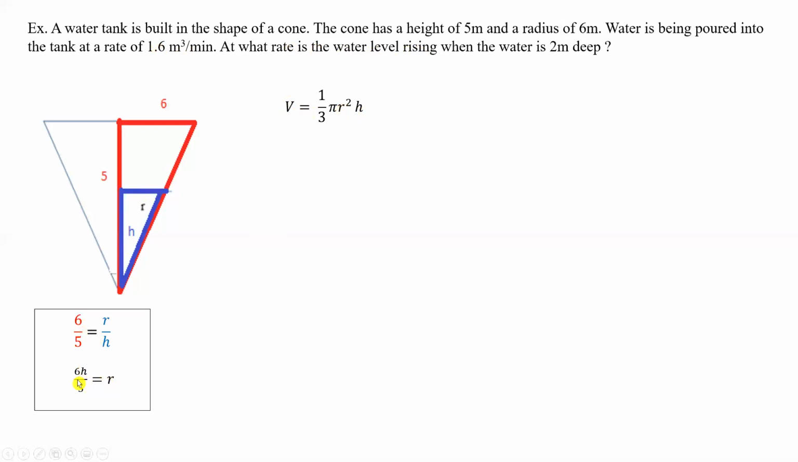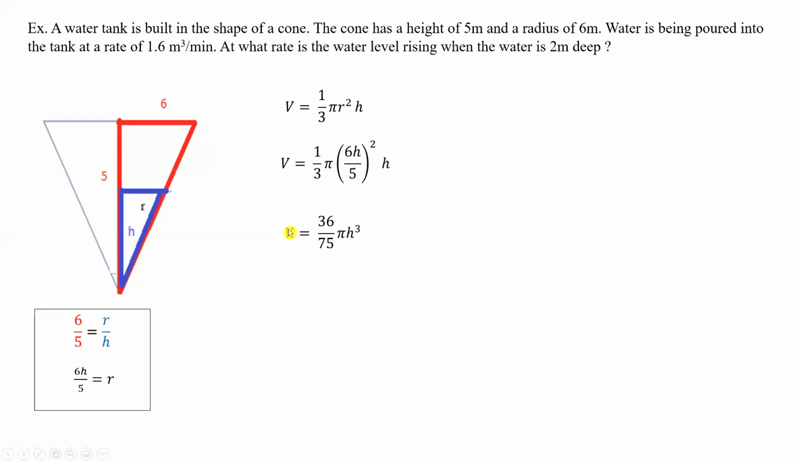We'll then put the 6h over 5 in immediately for r. This is a little bit nasty, so we're going to take the 6, square it, the h, square it, the 5, and square it. So we're not taking a derivative yet, we're just cleaning up the equation. 6 squared, 36. 5 squared, 25 times 3. H squared times h. Now that we have a cleaner equation, we're going to take the derivative of both sides with respect to time.